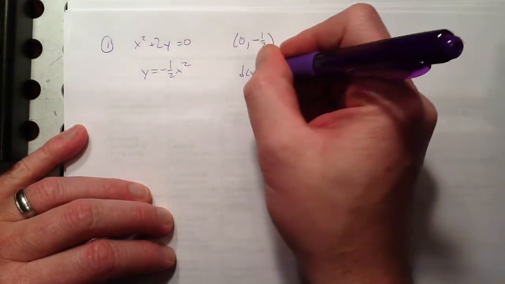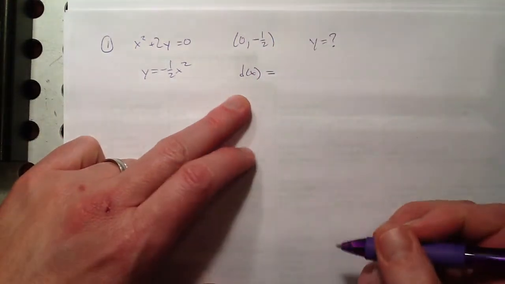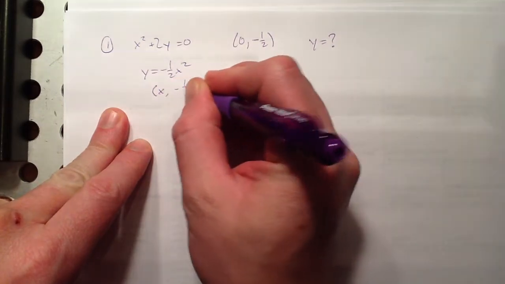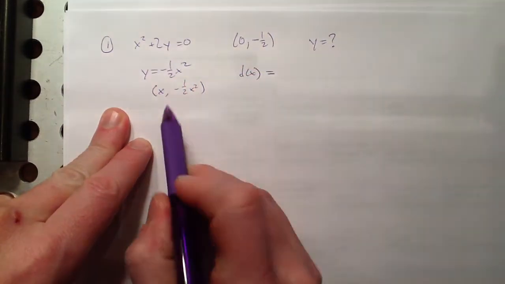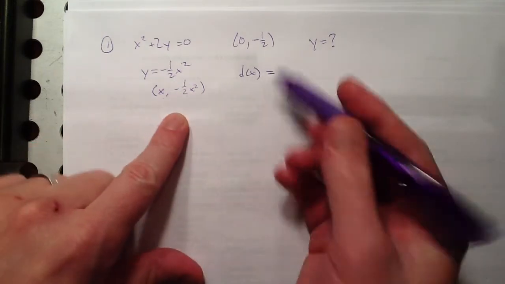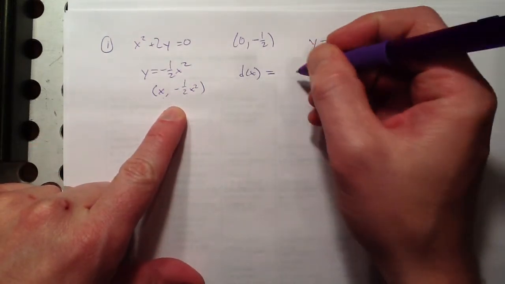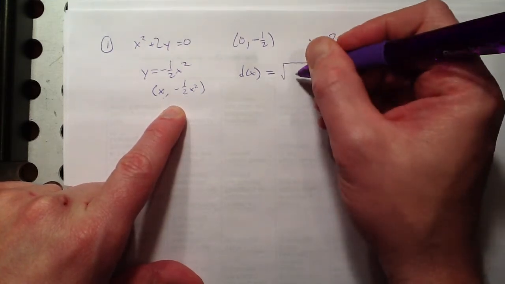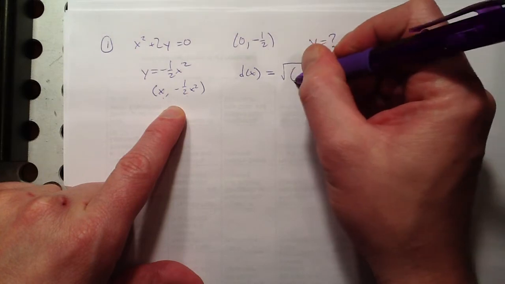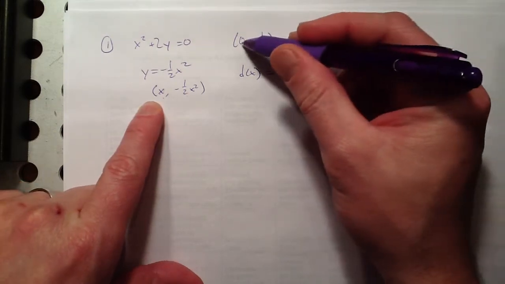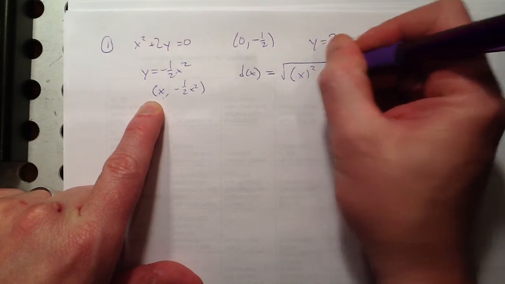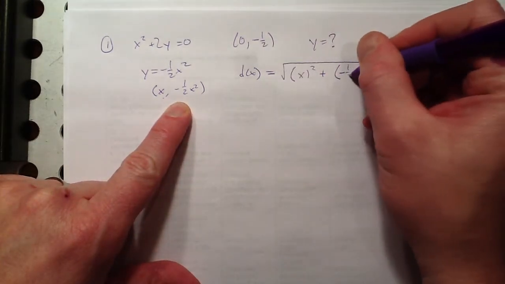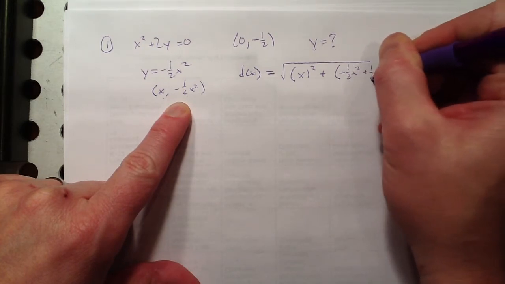So if I wanted to do a distance function, we're talking about the distance between a point on this function, which would be a point x, y, and a point on this function. So that would look like this. Distance formula: square root of x minus x squared plus y minus y squared.